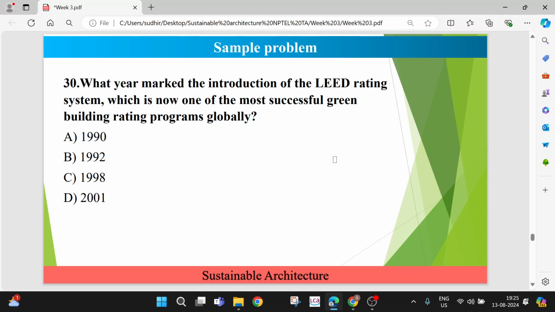So can we move to question number 31? One more question can be formed with this question number 30: it was introduced in the year 1998, but by whom? It was introduced by the US Green Building Council, also called USGBC. So here is question number 31.